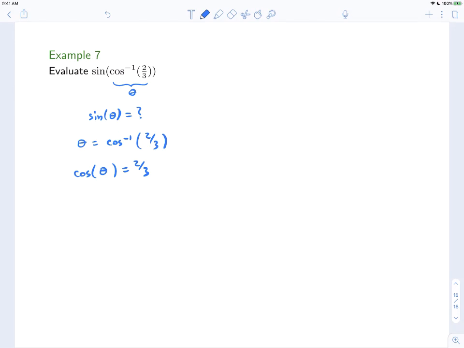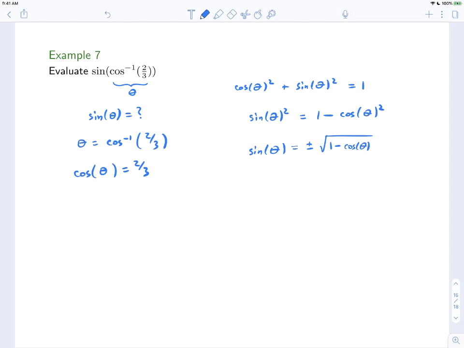So once again, we can use the Pythagorean identity. So we know that cosine of theta quantity squared plus sine of theta quantity squared is equal to 1. So now we're trying to find sine of theta, so we solve for that. So we subtract cosine of theta squared from both sides. We have sine of theta quantity squared is 1 minus cosine of theta squared. And then we compute the square root. Sine of theta is equal to plus or minus the square root of 1 minus cosine theta squared.